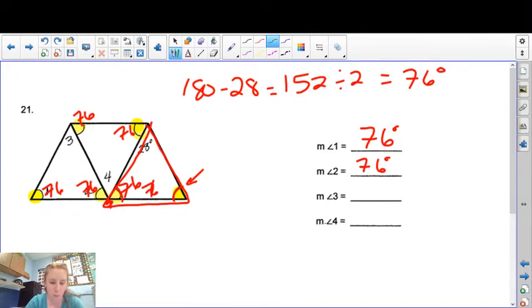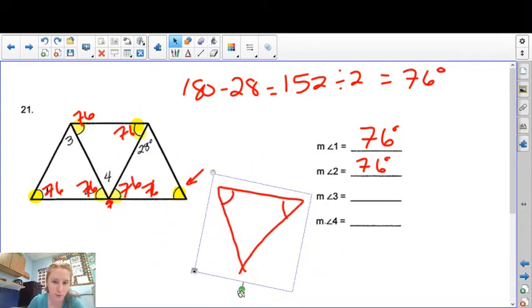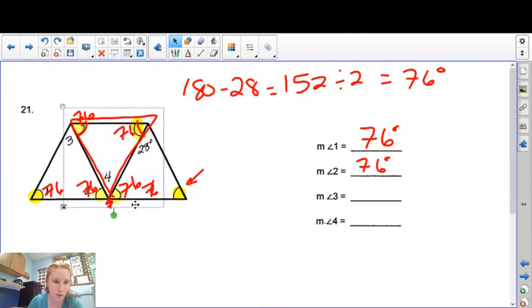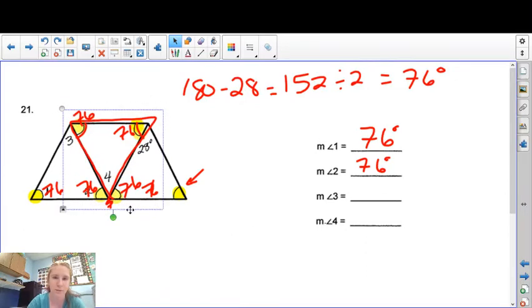Alrighty. Well, to get to angle 3 then, let's be logical. Essentially, I took this triangle, and it got flipped to go here, right? So if this angle is 28, angle 4 has to be 28.